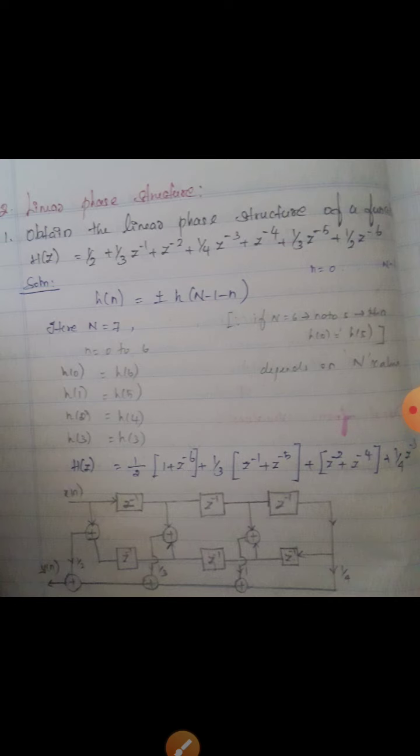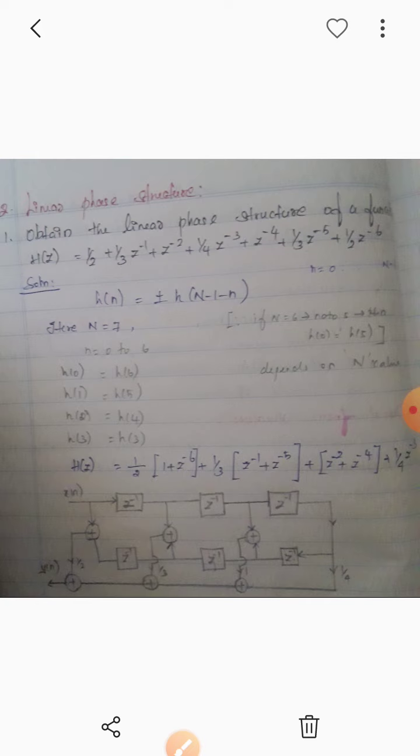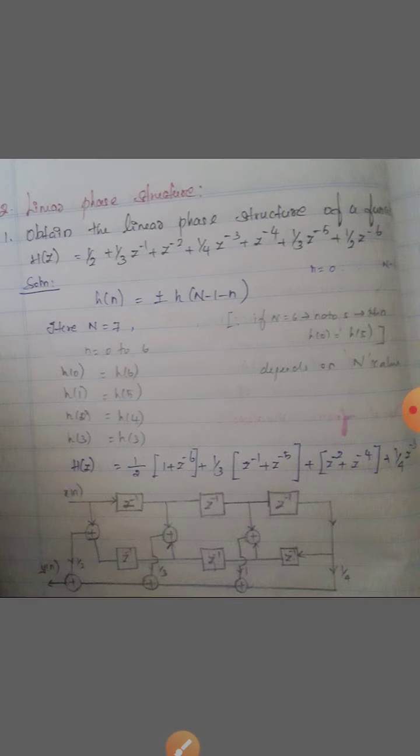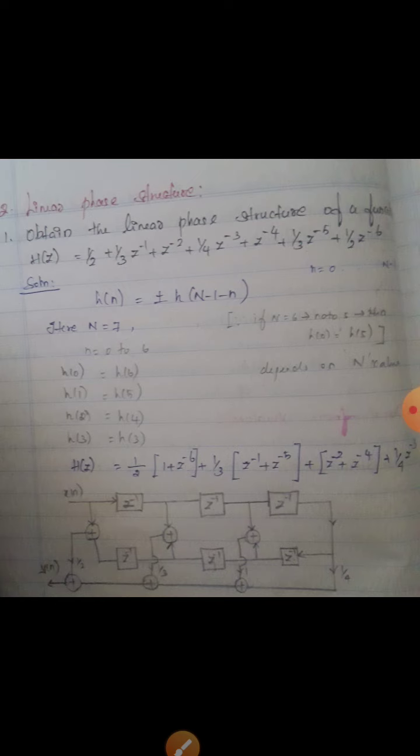In this problem you have to find the linear phase coefficients, that is, which coefficients are linear phase, using the linear phase FIR condition, that is h(n) = plus or minus h(N - 1 - n). For that you have to know the order, that is N. Here N, you have to see the maximum value of a coefficient, that is z^-6. Maximum order is minus 6. You have to add plus 1 with it, that is, N is 7.